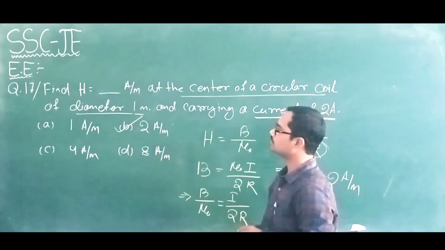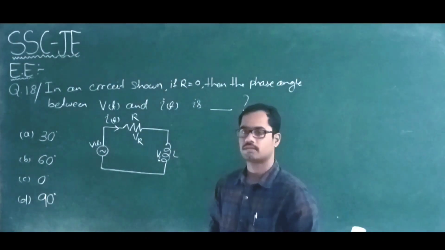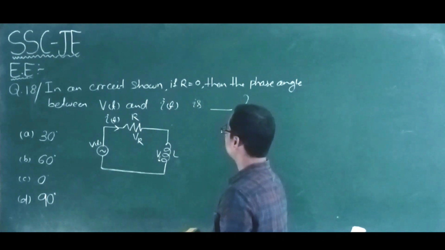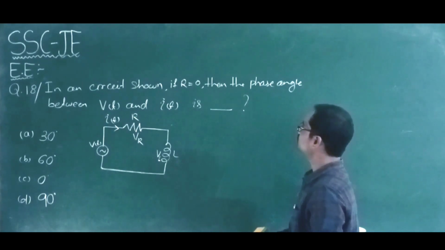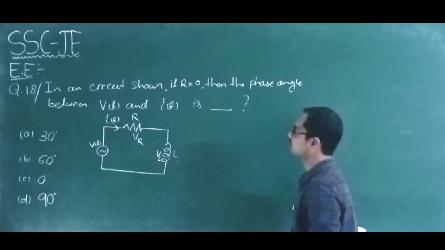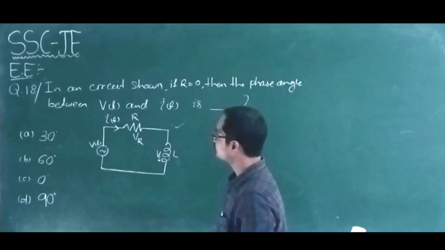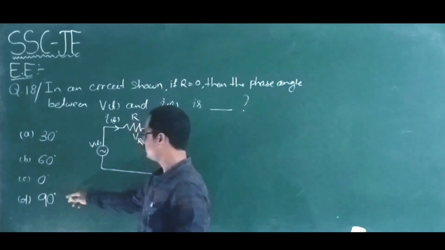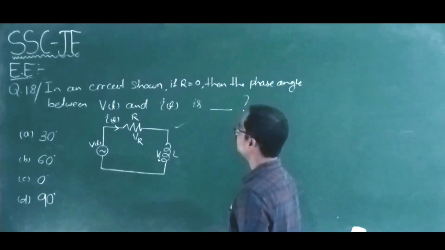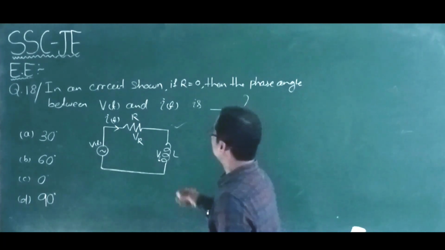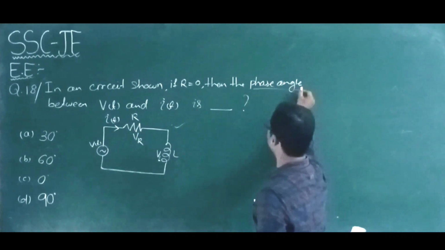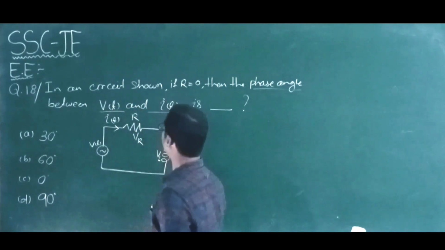Moving to the next question, question number 18. In the circuit shown in the figure, if R is 0, then the phase angle between Vt and It is dash. The options are 30 degree, 60 degree, 0 degree and 90 degree. So in this circuit we have to find out the phase angle between Vt and It.